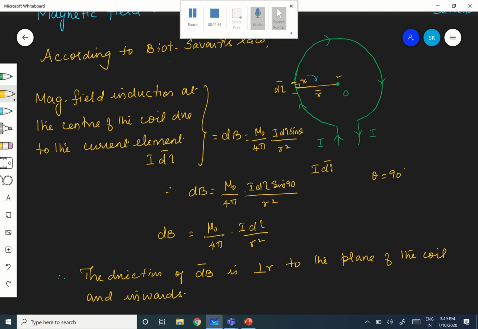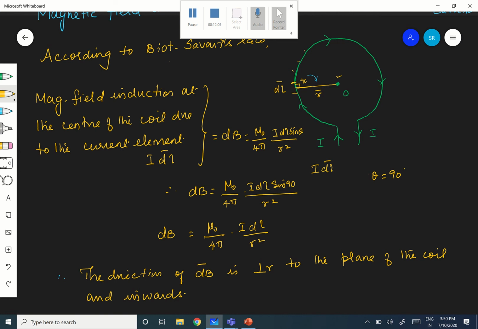If you take different elements, you have to cut the coil into small current elements, dL like that. With respect to every current element, you have to find out the field at O and sum it up. Then that gives you the total field at O due to the full coil. Okay, but it is tedious. So what we are going to do is go for integration.